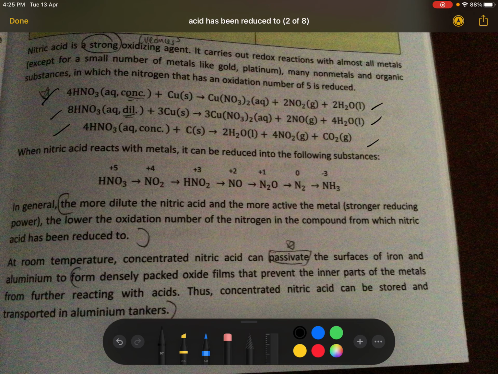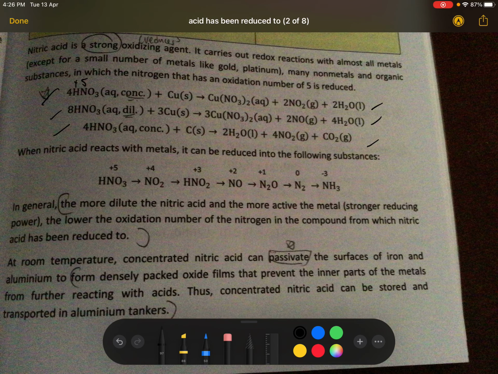Now, here's the interesting part. The more dilute nitric acid is, and the more active the metal, the lower the oxidation number of the nitrogen in the compound to which nitric acid is reduced. So that means the more dilute the nitric acid is, and the more active the metal is, the stronger the reduction of nitrogen is.